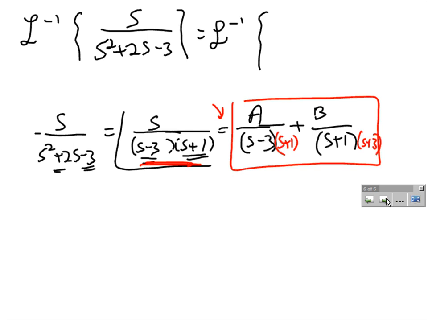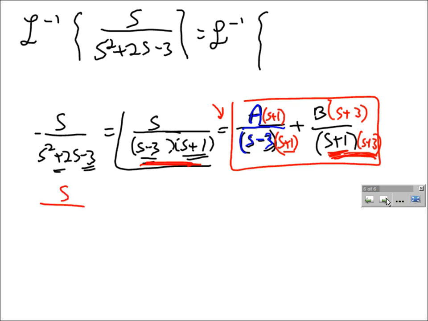So change the value of the first fraction. You want to change the way something looks, you have to multiply by 1. If I multiply the bottom by s plus 1, I have to do the same to the top. What we had on the second fraction was b over s plus 1. I want to change the way it looks. I don't like when it looks like that denominator. I want it to look like that denominator. That is, I multiply the bottom by s minus 3. I have to do the same to the top.